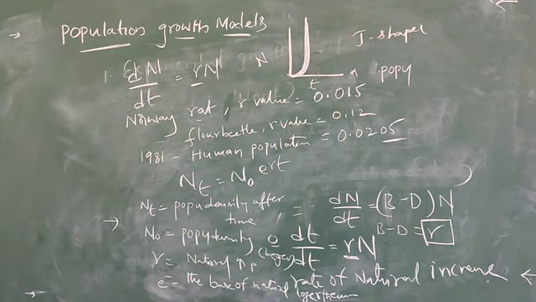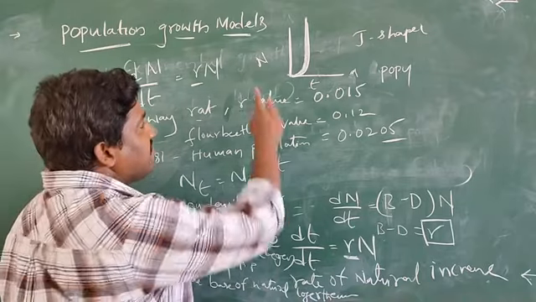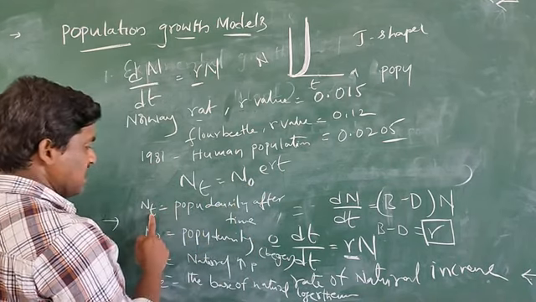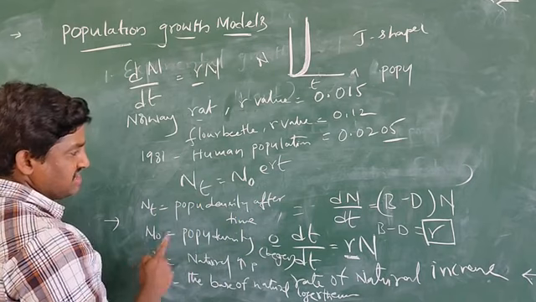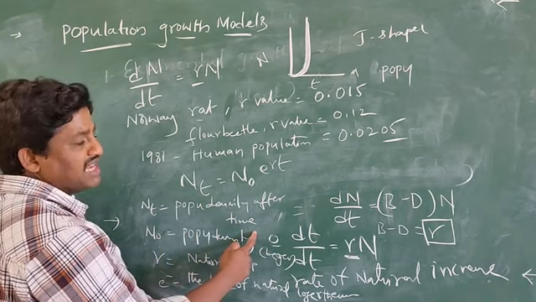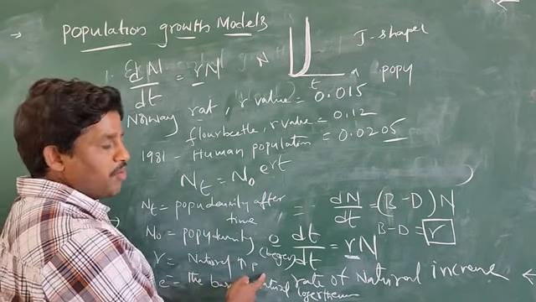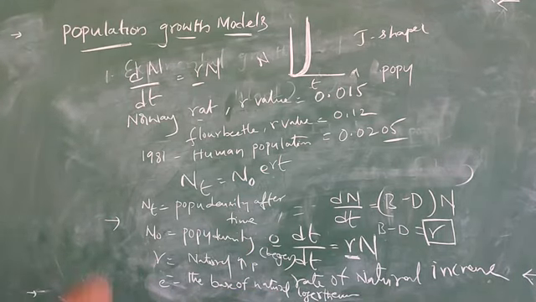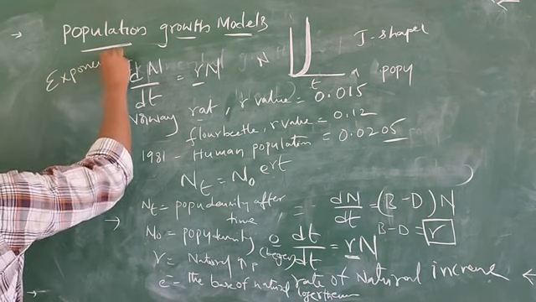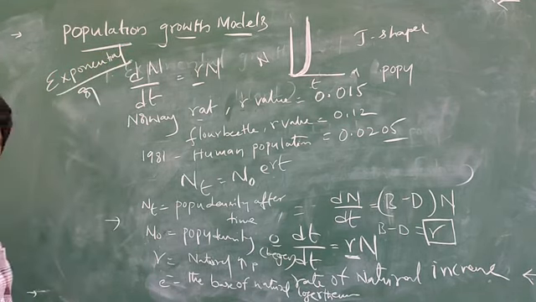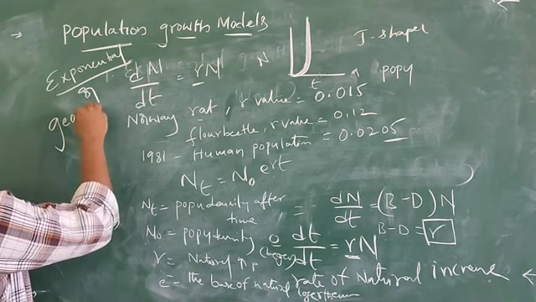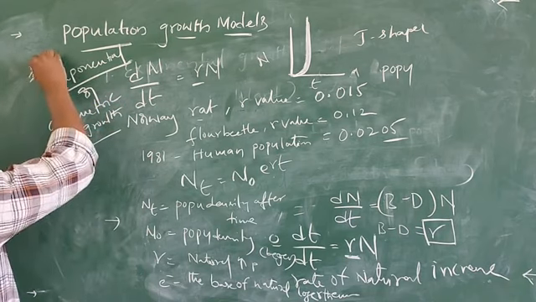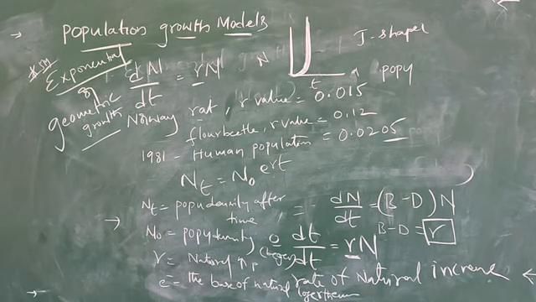When you plot N in relation to time, you can see Nt is equal to N0 e to the power rt. Here Nt means the population density after time t, and N0 is the population density at time 0, that means the beginning of the population. Here r is the natural rate of increase, and e is the base of the natural logarithm. So this is the exponential growth model, also called the geometric growth model. This is a 5-mark question, very important, and is sometimes asked in examinations.